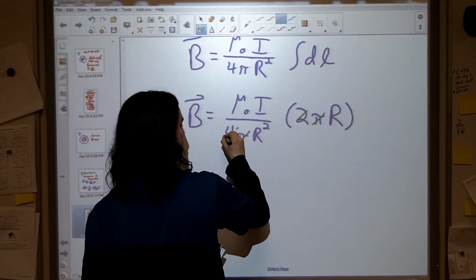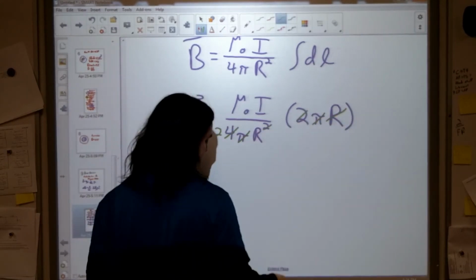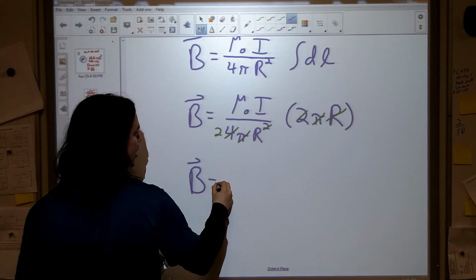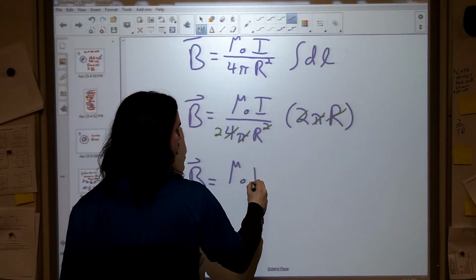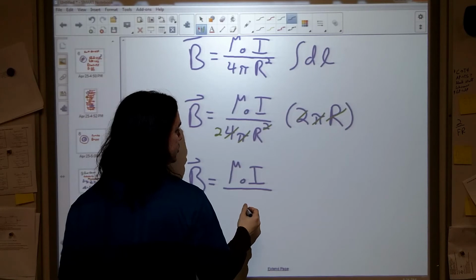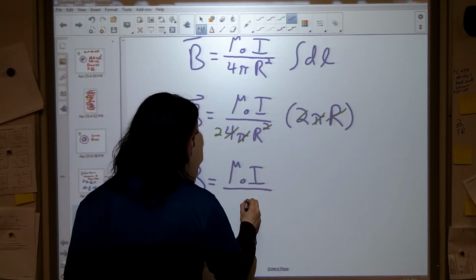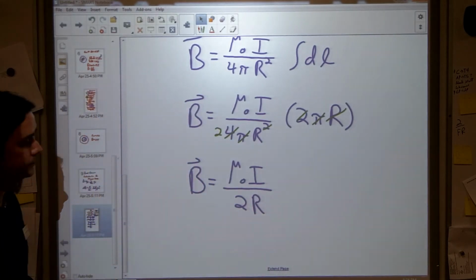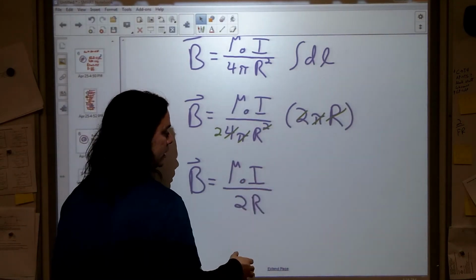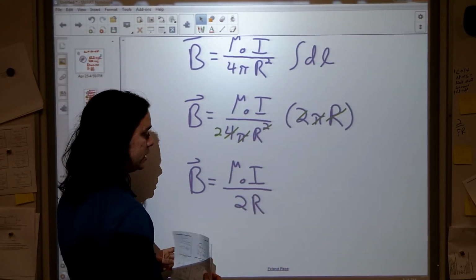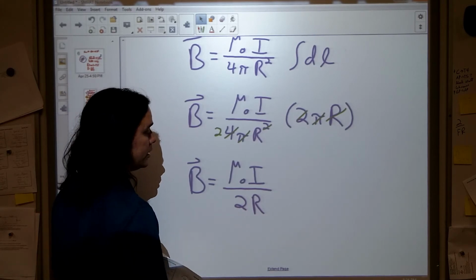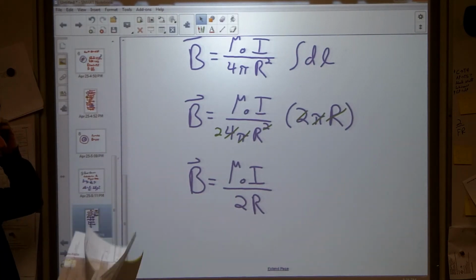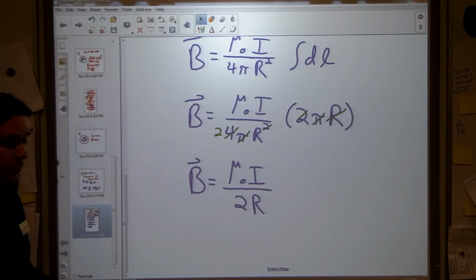Pi's cancel out. This 2 cancels out with that, leaving a 2 there. And one of the R's cancels out, and we end up with this. The magnetic field at the center of this current-carrying loop of wire is going to be equal to mu naught times the current going through it divided by 2 R. If we have a current of 1 amp and we had a radius of this of maybe 30 centimeters, I'd put in 1 amp and 0.3 meters, and we would plug in mu naught, which is 4 pi times 10 to the negative 7th. We could evaluate this and we could find the actual magnetic field.